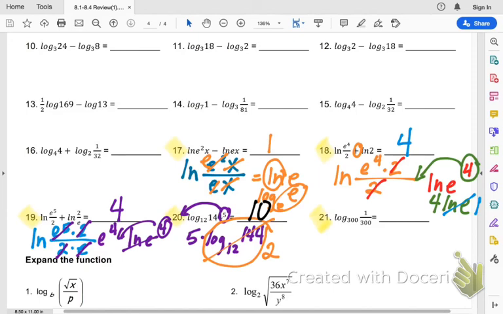And then number 21, how do I get from 300 to 1 over 300? It would just be the negative 1 power. I'm not raising it to anything, but I am flipping it. So I hope that this helped.